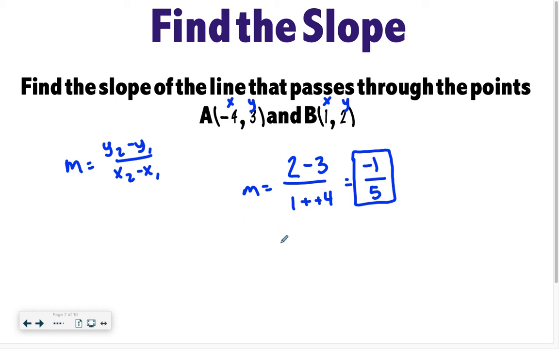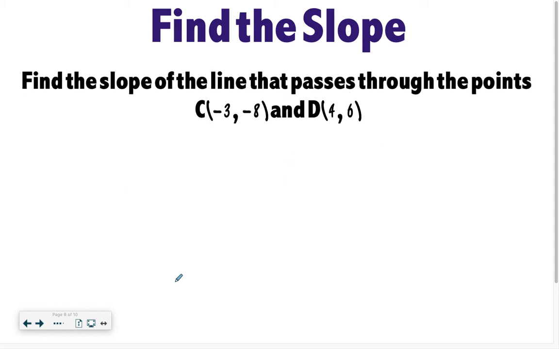You could have gone the other way as well. You could have said 3 minus 2 and -4 minus 1, and then you would have a +1 on top and a -5 on bottom. Again, that's the same answer. These are both acceptable answers. Okay, so you subtract your y's on top, subtract your x's on bottom. Why don't you go ahead and try this one on your own? Good luck.